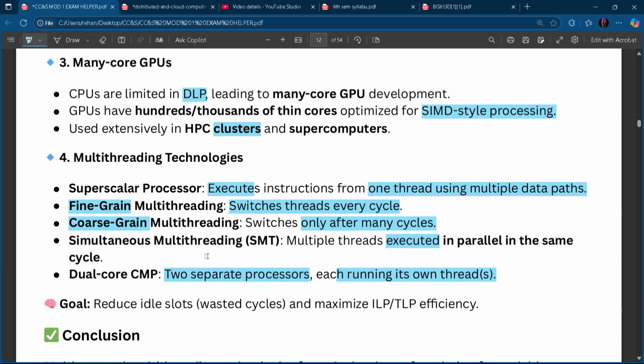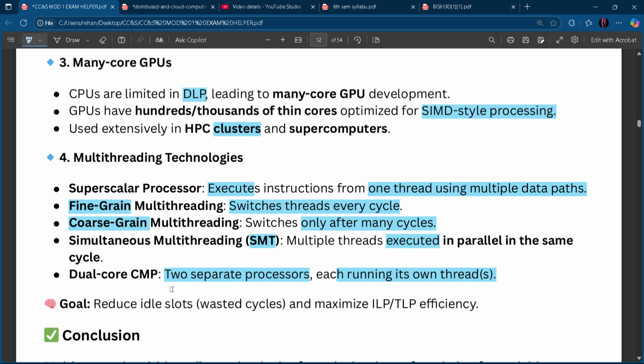Then simultaneous multi-threading, SMT. Do you remember SMT? MT is multi-threading, and S is simultaneous. Multiple threads are executed in parallel in the same cycle. In pipelining, only one instruction is fetched per cycle. Suppose three instructions are fetched. In the third clock cycle, I1 is being executed, I2 is being decoded, and I3 is being fetched. So in the same cycle, you can see three different instructions and three different operations. That's what it is talking about.